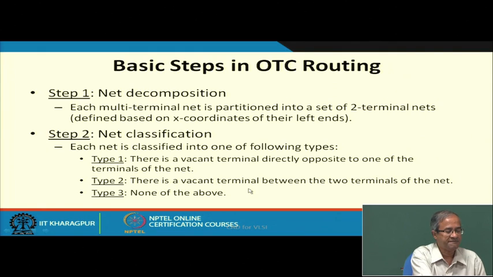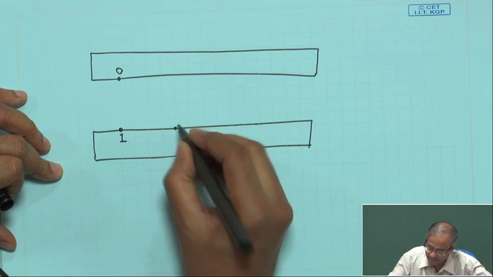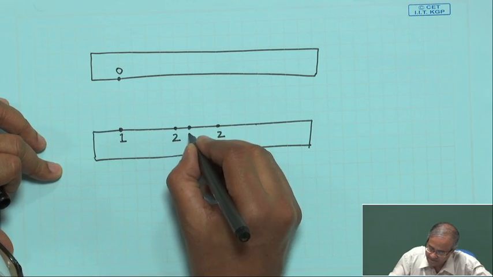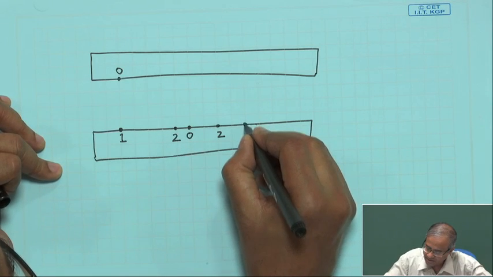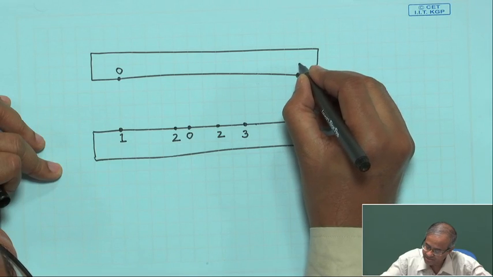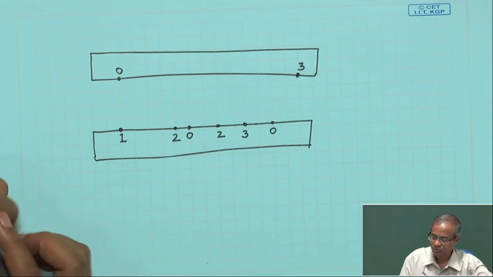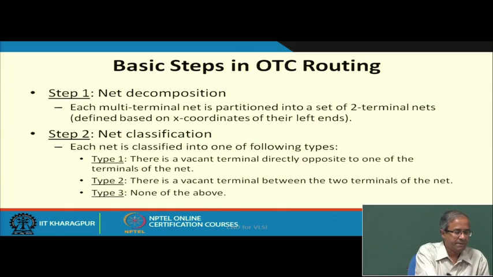Type 2 says there is a vacant terminal between the 2 terminals of the net. Let us take another example. It can be of 2 kinds: either there is a 2 here, a 2 there, with a 0 in between, or there can be a 3 here and a 3 on the other side with a 0 in between. These are examples of type 2. And type 3 means none of these exist. For type 1 and type 2 you can carry out some kind of over the cell routing if you want. This is the basic idea.